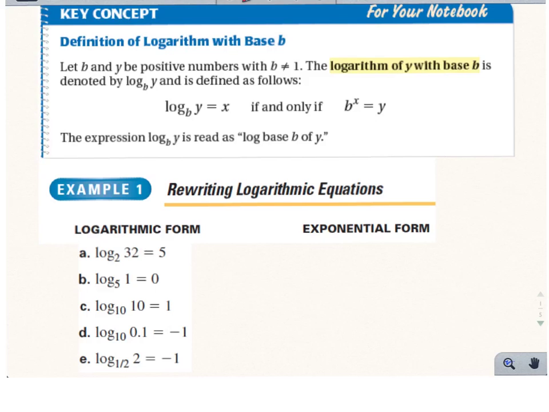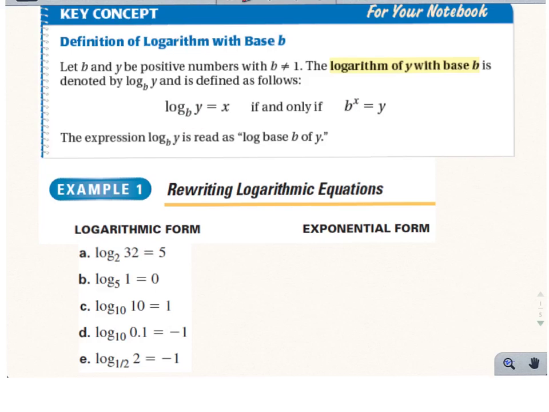Okay, so we have our key concept here. Let b and y be positive numbers, with b not equaling 1. The logarithm of y with base b is written as log base b of y equals x. And then we're going to translate that to exponential form, so we have b to the x equals y. This x is our exponent in exponential form, this y is our value in exponential form, and this b is our base in exponential form.